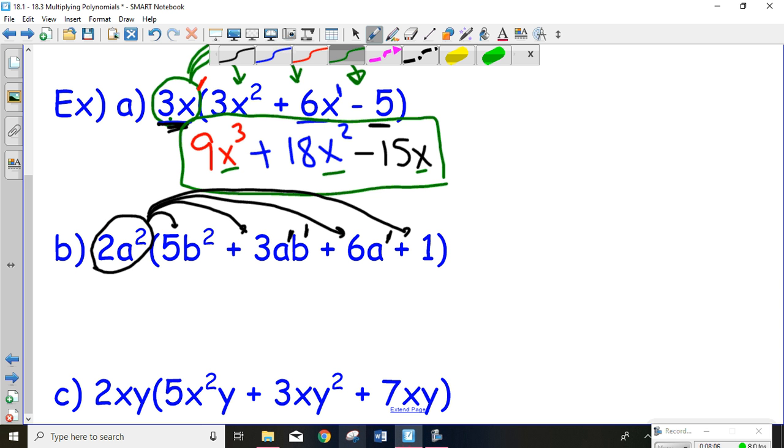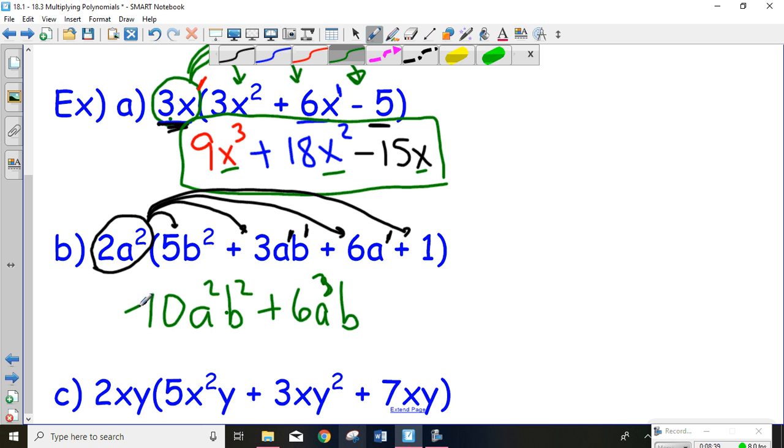I'm now taking 2a squared times 5b squared. 2 times 5 is 10. A squared, b squared. Because a and b are different variables, I can't multiply them together, so it just is a squared times b squared. Now I'm taking 2a squared times 3ab. 2 times 3 is 6. A squared times a to the 1st would be a to the 3rd, but there's still that b there. So this is going to be a to the 3rd b.